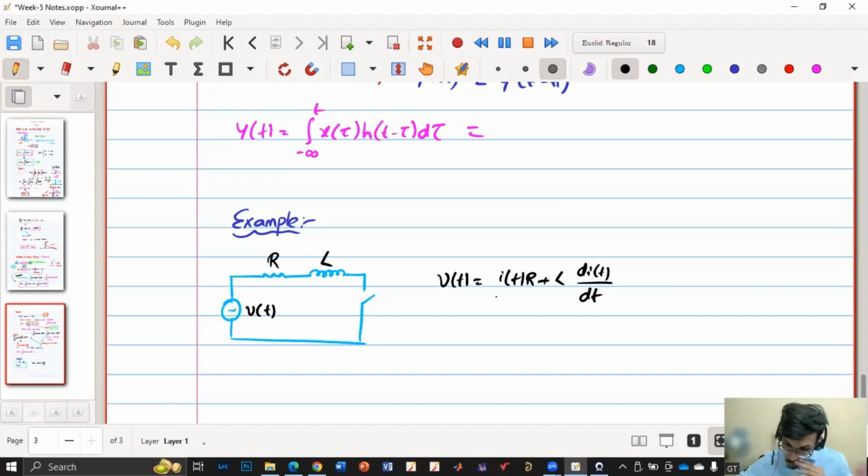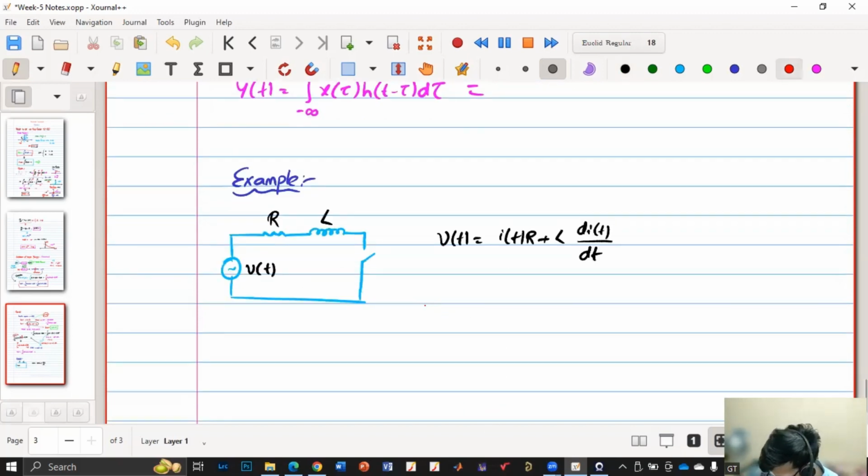Right. Now, if I want to know the impulse response, here the input is V of t and the output is I of t. I am exciting this system with V of t, and the output is I of t. So for the impulse response, I need to excite this system with an impulse input. So V of t becomes delta of t, and we need to calculate I of t. That will be my H of t. So we are checking the impulse response.